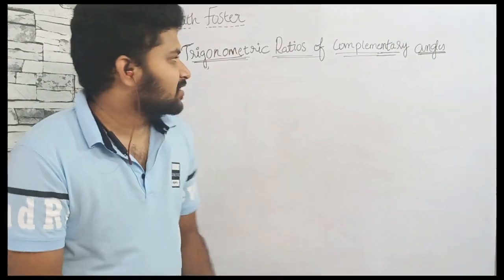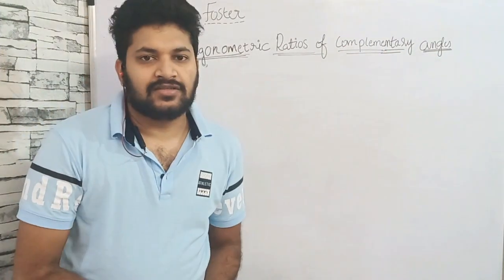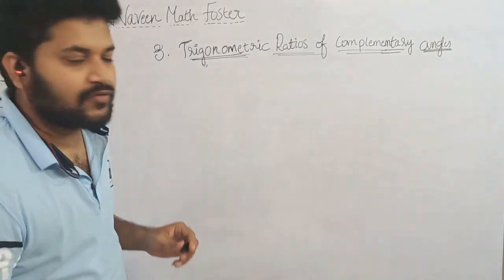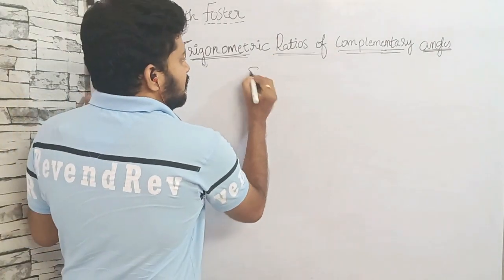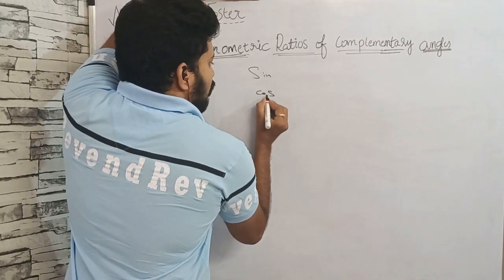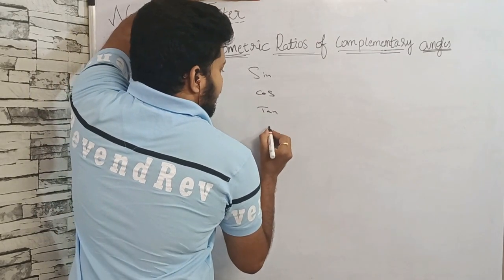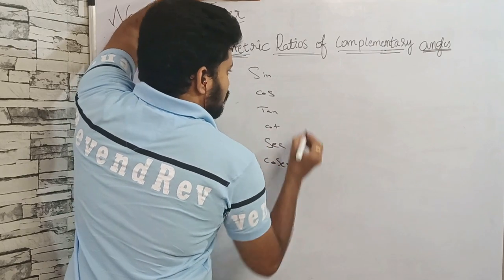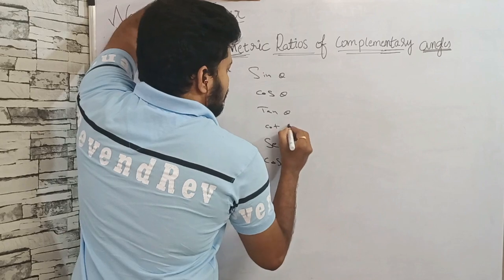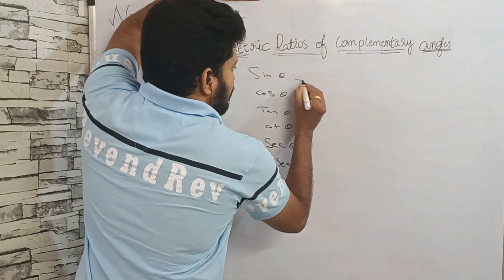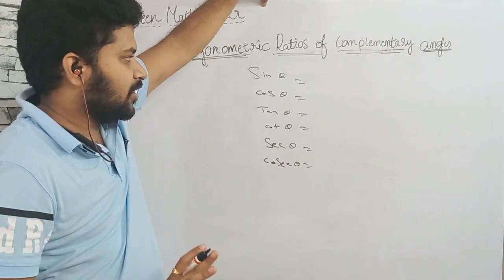And our third topic is trigonometric ratios of complementary angles. An easy way to remember these complementary angles is, first of all, you should remember the ratios in order: sine, cos, tan, cot, secant, cosecant. So just remember this in order.